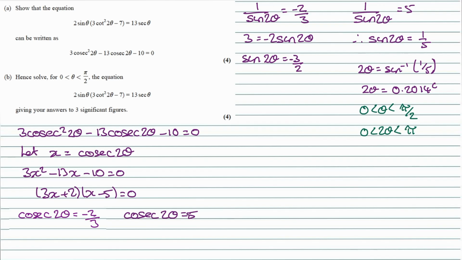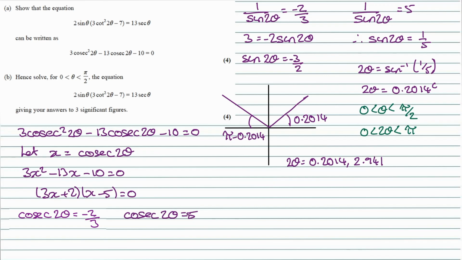Then we can use our CAST diagram to find the other solution. First solution is at 0.2014 radians. And we know this is positive, so we're looking at the second quadrant. And this will be pi minus 0.2014. So 2 theta will have solutions 0.2014 and 2.941. If we divide both by 2, theta will be 0.101 to 3 decimal places and 1.47 to 3 decimal places. Okay?